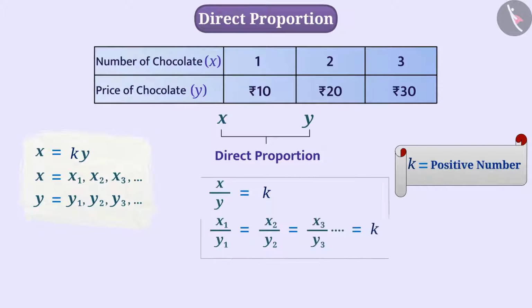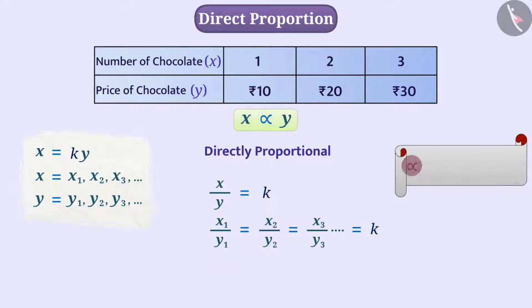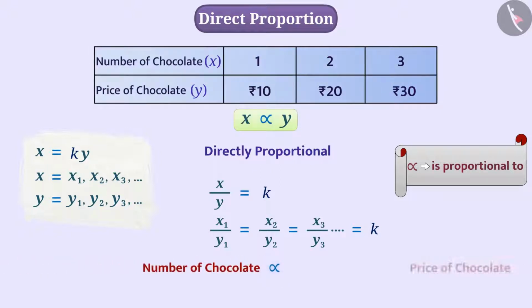In such a situation, both the quantities vary directly. That is, they are directly proportional, which is represented like this. This symbol means is proportional to. In this way, we read the statement X is proportional to Y. In this case, the number of chocolates is proportional to the price of the chocolate. Now, let us understand some situations involving direct proportion.